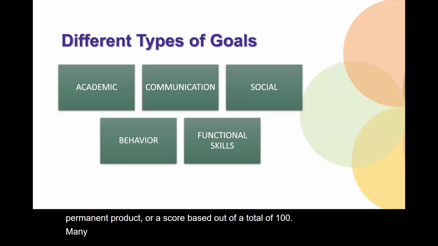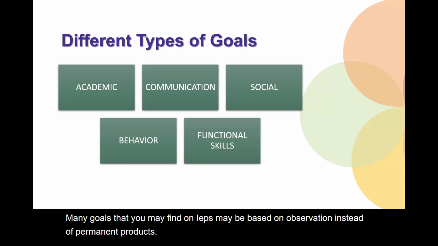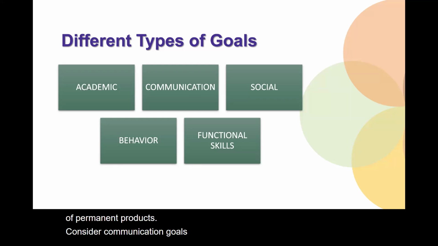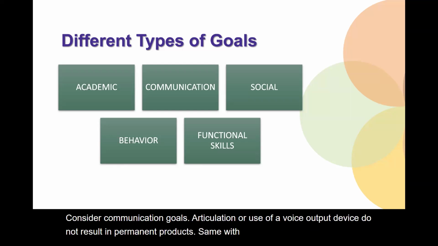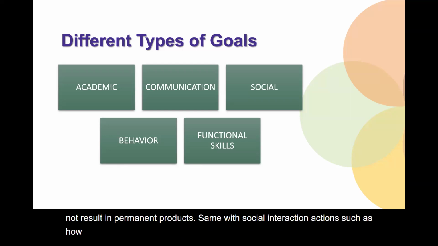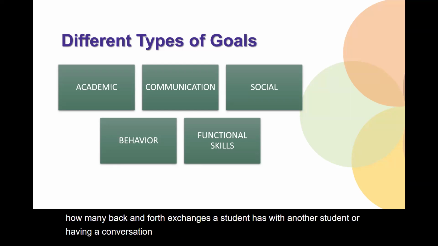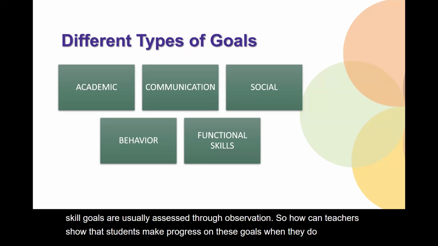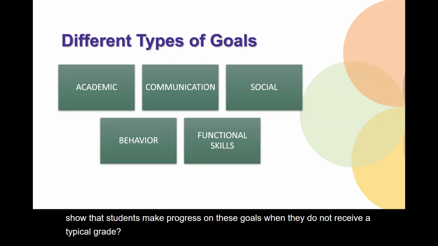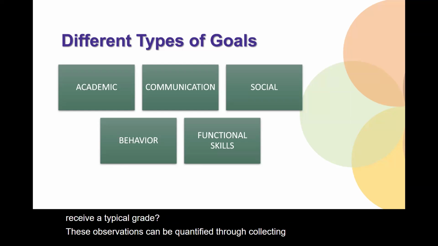Many goals that you may find on IEPs may be based on observation instead of permanent products. Consider communication goals. Articulation or use of a voice output device do not result in permanent products. Same with social interactions, such as how many back and forth exchanges a student has with another student or having a conversation around a specific topic. Behavior goals and functional skill goals are usually assessed through observation. So how can teachers show that students make progress on these goals when they do not receive a typical grade? These observations can be quantified through collecting observational data.